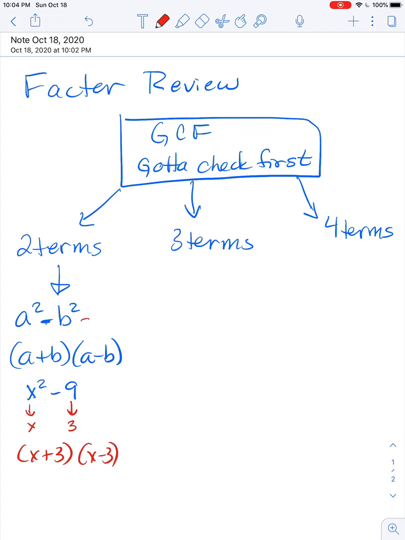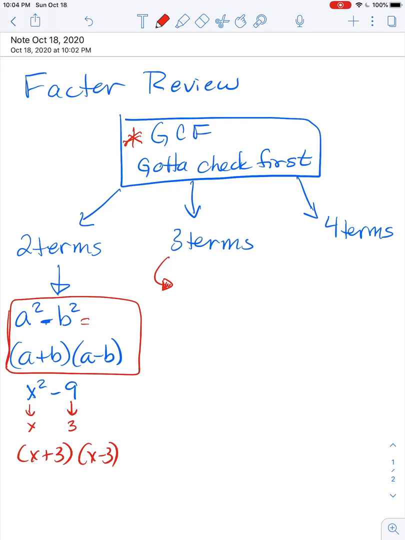So that is the only one that we're going to be kind of responsible for right now, breaking down that difference of 2 squares. Otherwise, if it's 2 terms and it doesn't have a greatest common factor, there's nothing else that we can do. 3 terms, well, I guess we'll take a look at that first. So 3 terms, there's kind of 2 types of these.